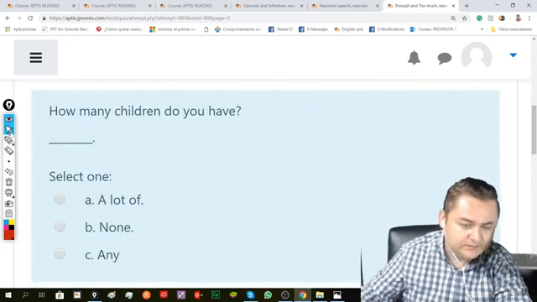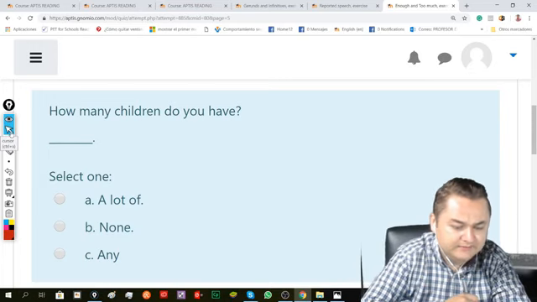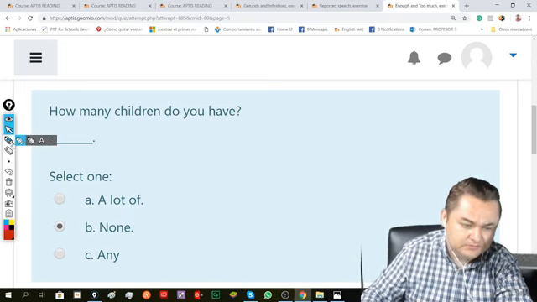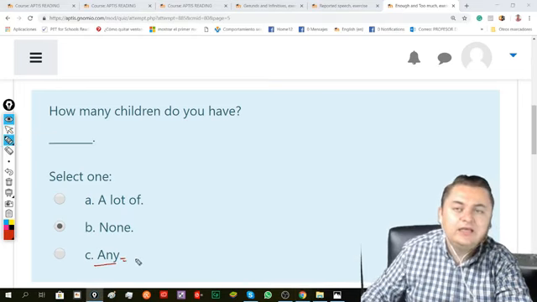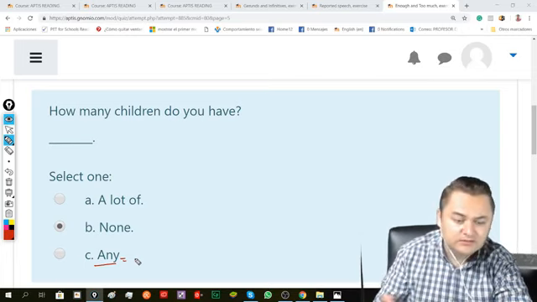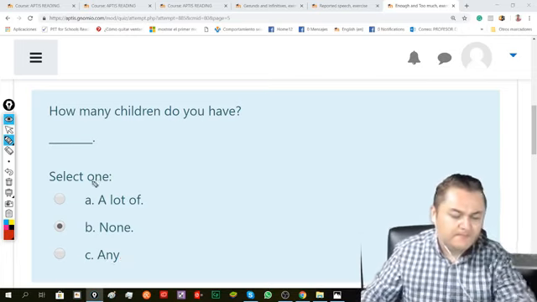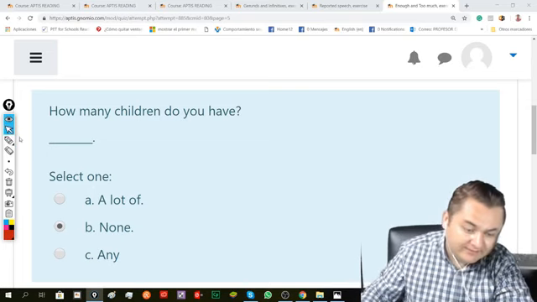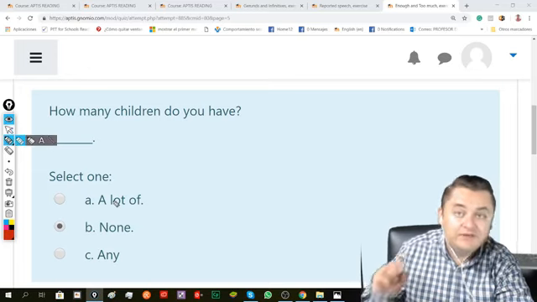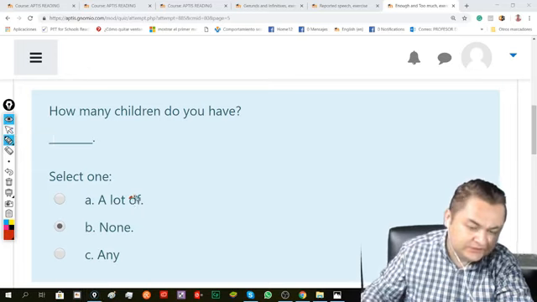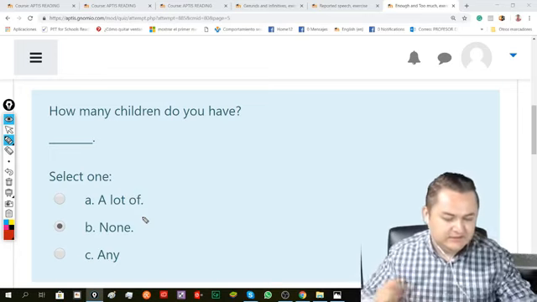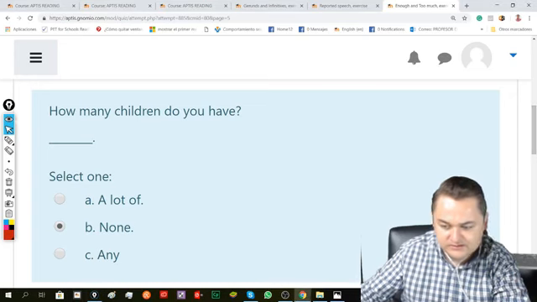Then we have this one. How many children do you have? I just want to say none, meaning zero. Any, I would use any if I have a complete sentence, like I don't have any children, but not in this case. So if I just want to say zero or nothing, I say none. A lot of is not possible. If I wanted to answer with this answer, it would be like this. How many children do you have? A lot. But no, it is not the answer choice for us to answer.